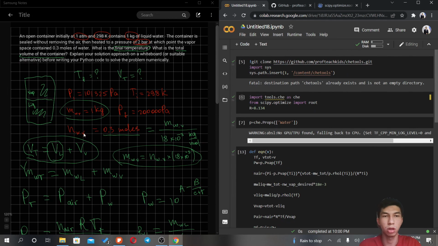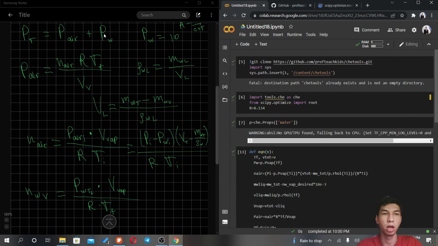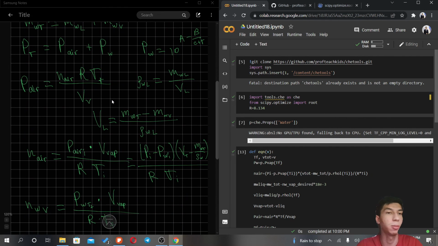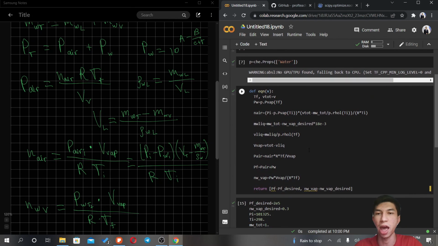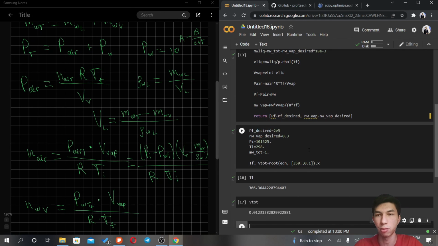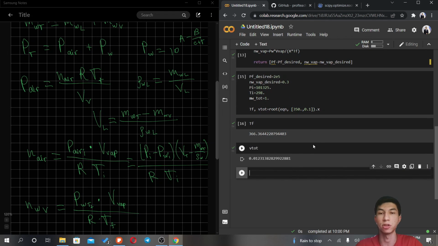So in this video, we looked through the sample question. We looked through the concept of it and determined which equations we can use. And then with the help of the CHE tools and the SciPy optimize root solver, we found the values for the final temperature and the total volume.